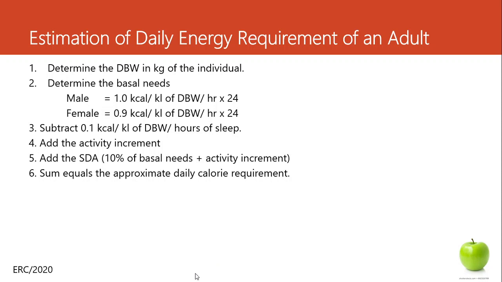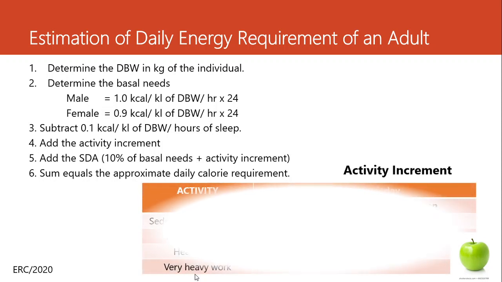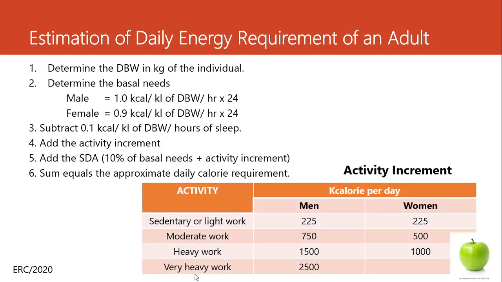Like for example, let's take a look at the activity increment. This is the activity increment for sedentary or light work. We have an activity increment of 222 kilocal per day, and for moderate work we have 750. For heavy work 1500. For very heavy work we have 2500. This is for the meal. So for example, your desired body weight is 50 kilograms.